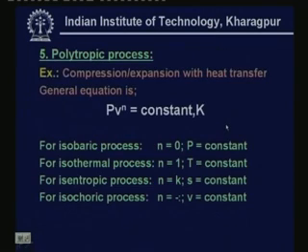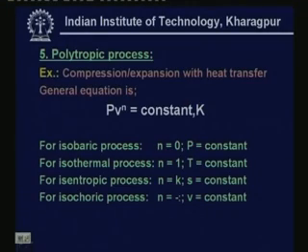Now let us look at another process called a polytropic process. A polytropic process is a general process. A typical example of this process is compression or expansion with heat transfer. That means we have a piston cylinder assembly, and this assembly consists of a fluid, and that fluid is undergoing compression or expansion, and you are not ruling out the possibility of heat transfer. That means during compression and expansion there is some heat transfer between the system and the surroundings, and here the system means the fluid which is undergoing compression or expansion.